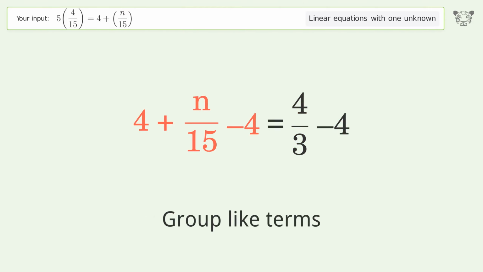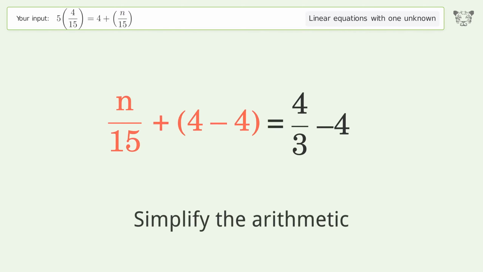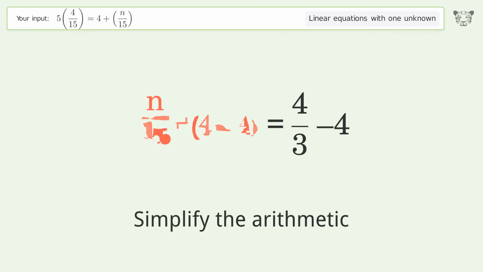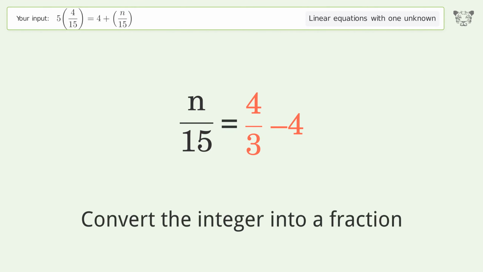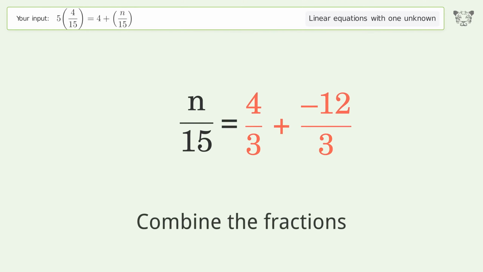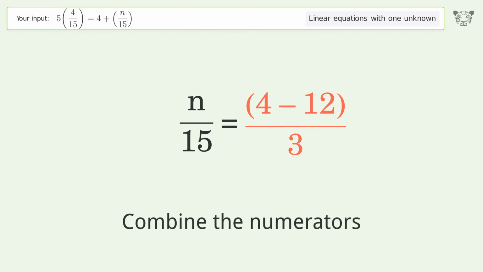Group like terms. Simplify the arithmetic. Convert the integer into a fraction. Combine the fractions. Combine the numerators.